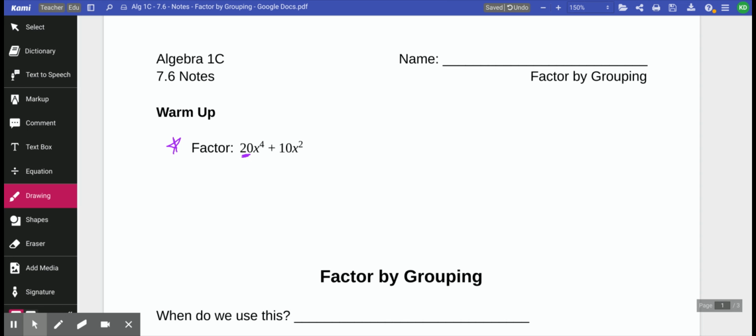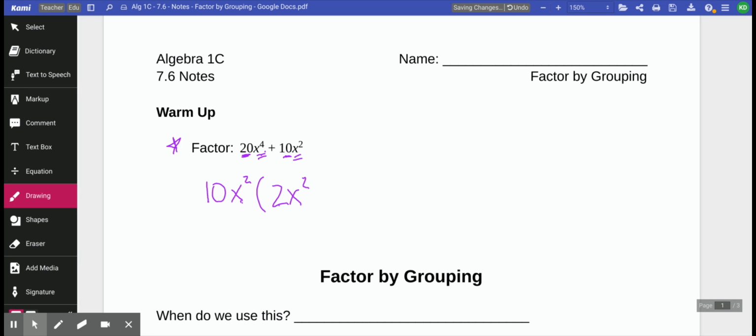We look at our coefficients, 20 and 10, and we say, what is the greatest common factor in 20 and 10? Well, 20 is 10 times 2, so I can factor out a 10 out of both of those. And then we look at the variables. So if we have x to the fourth and x squared, we look at our smallest exponent. We can say I can factor out x squared out of both of those. And then we say, what are our missing pieces? Well, we said 20 is 10 times 2, so we need a 2 here. And x to the fourth is x to the second times x to the second.